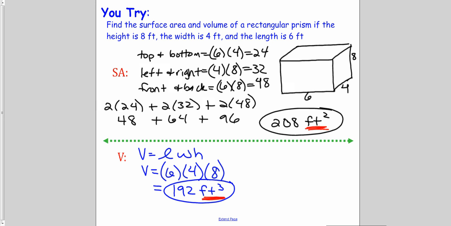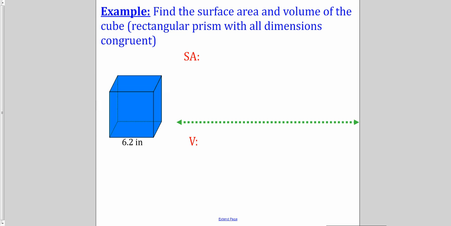Moving on. Now we're finding the surface area and the volume of the cube. A cube means whatever the length of one edge is the length of all of the edges. So if that is 6.2, that means the width is 6.2, and the height is 6.2. When we're finding the surface area, if I were to find the area of the front, that should be the same as the area of the back. It should be the same as the area of the right, the left, the top, and the bottom.